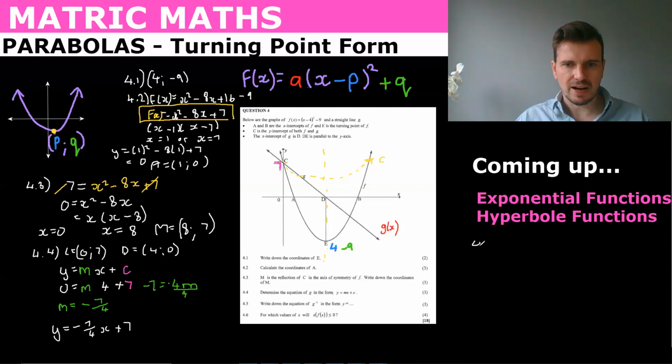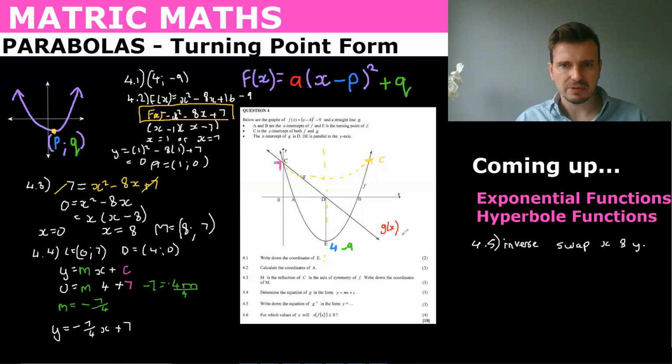Now 4.5 says they want g inverse in the form y equals. So they want the inverse of this g. So that means we just swap. So for the inverse, we just swap x and y. So all we do is swap x and y.